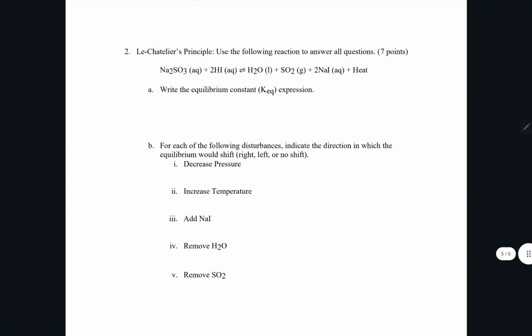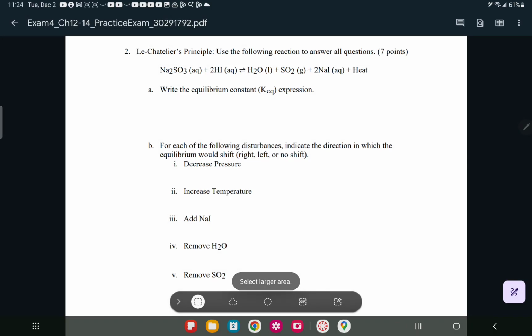And then, I can't ever say this name. This is Le Chatelier's principle. Oh my gosh, please be nice to me.